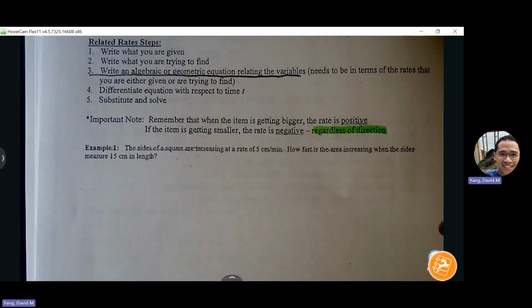So let's do example 1 here. It says the sides of a square are increasing at a rate of 5 centimeters per minute. How fast is the area increasing when the sides measure 15 centimeters long?